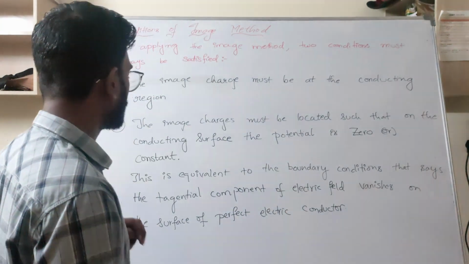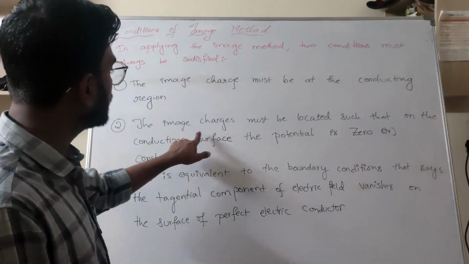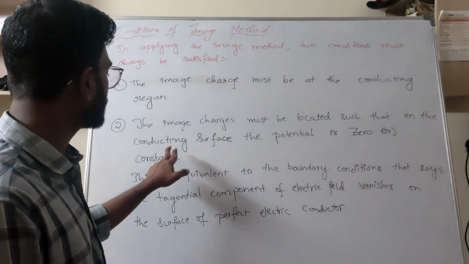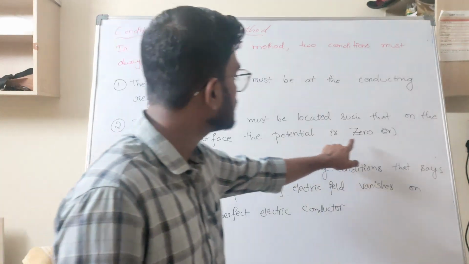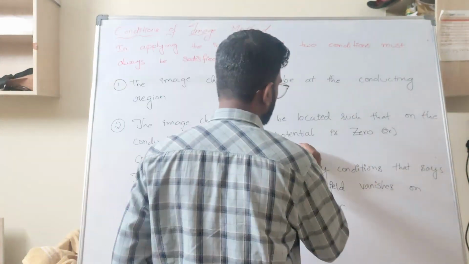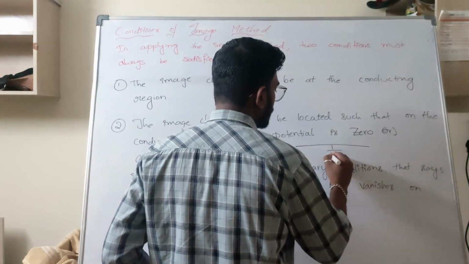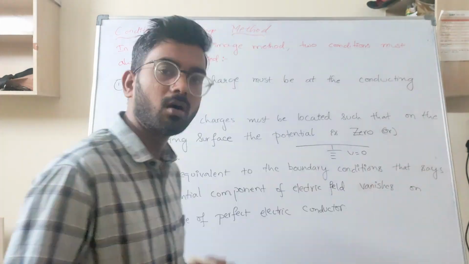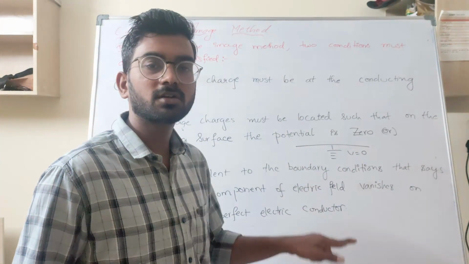Coming to the second condition. What is the second condition? I already told you the point. The image charge must be located at the conducting surface, where potential is zero or constant. If it is grounded, then V is equal to 0, or if it is not grounded, then the potential remains constant.